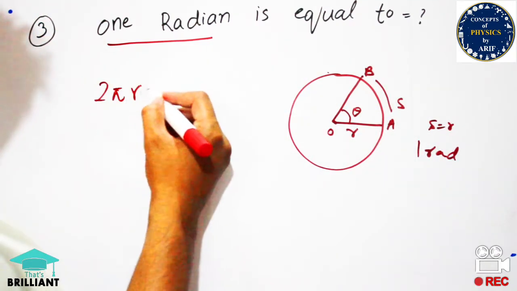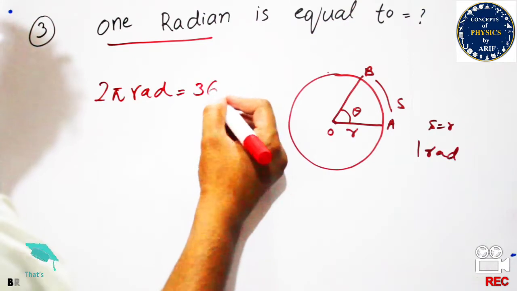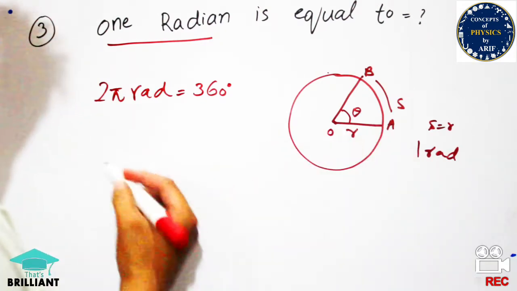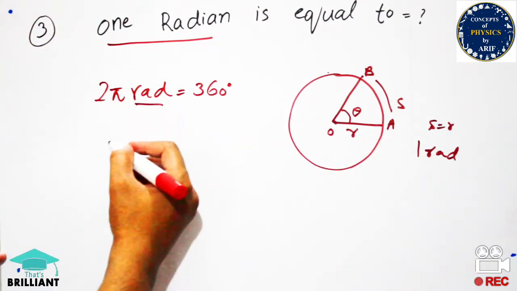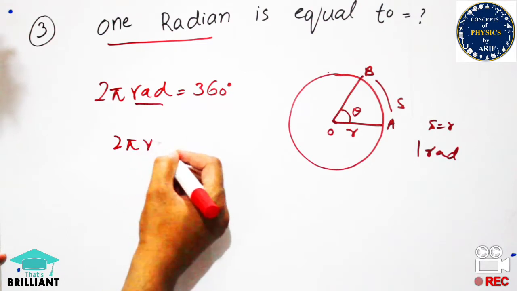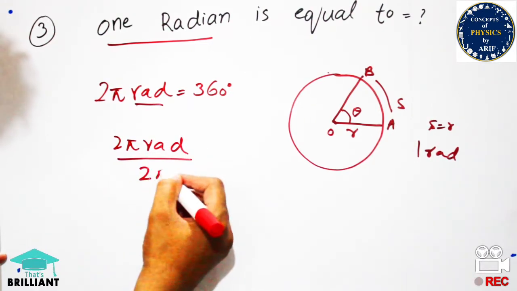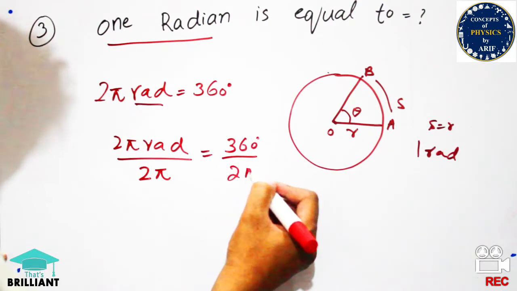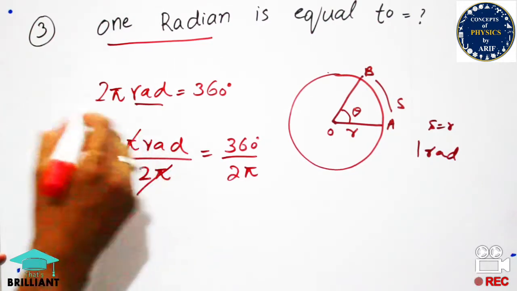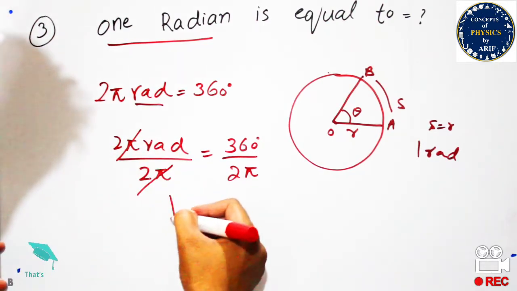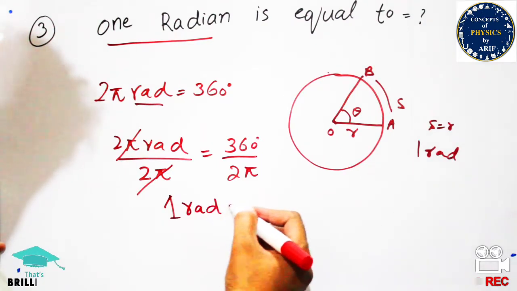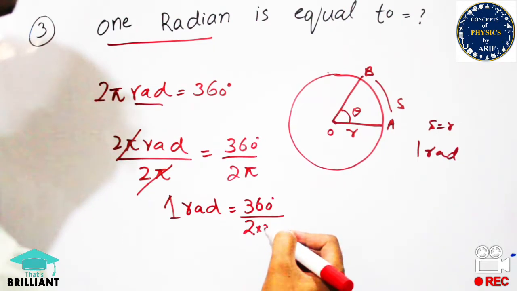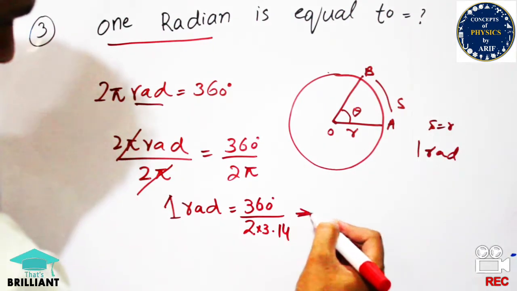When a body completes 2 pi radian, or one complete circle or revolution, it completes 360 degrees. So 2 pi radian is equal to 360 degrees. We need to calculate the value of 1 radian, so we divide both sides of this equation by 2 pi. The 2 pi cancels out, only 1 radian remains, which needs to be calculated, and this is 360 degrees divided by 2 multiplied by 3.14, which is the value of pi.